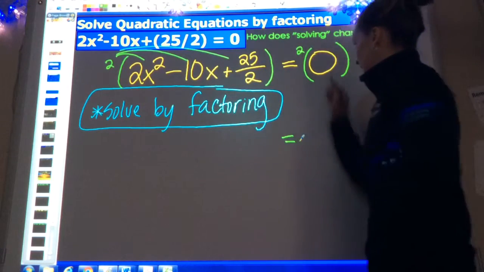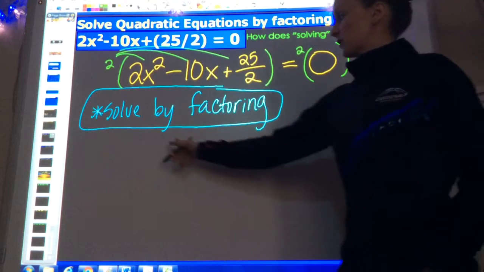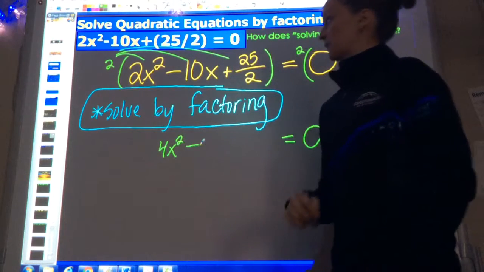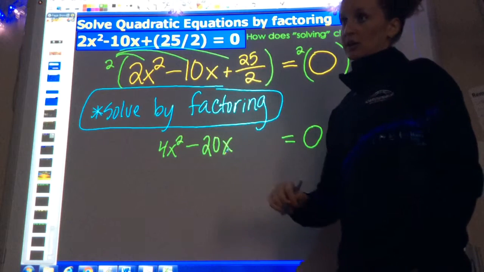I'll do the hard side. 2 times 0, 0. That's going to stay the same. What's our first term going to change to, though? 4x squared. Very good. What's our middle term going to go to? Negative 20x. And what's our last term going to go to?